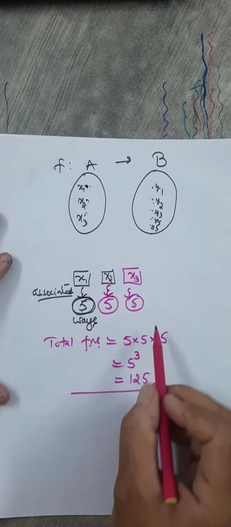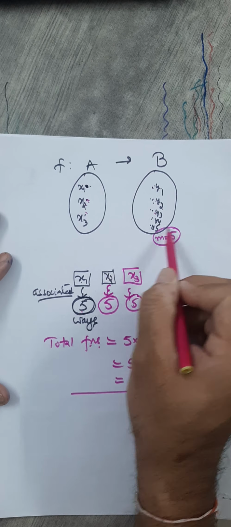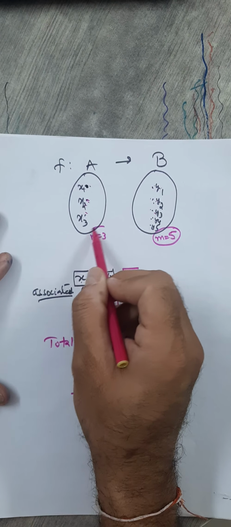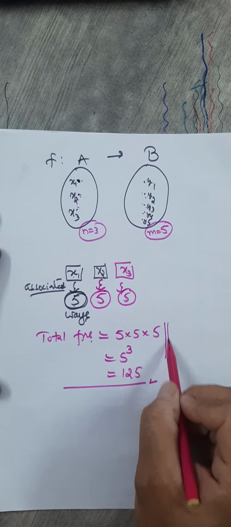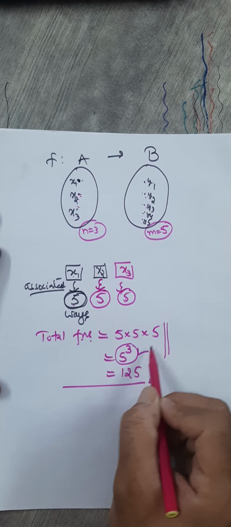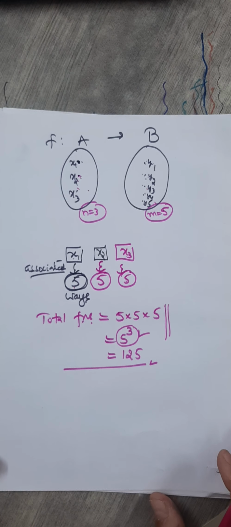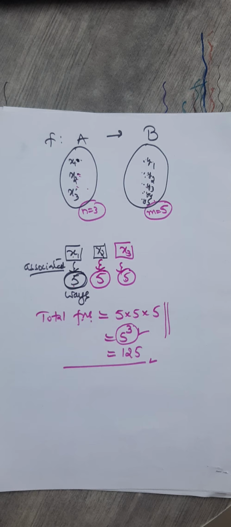Clear. So basically, here there were 5 members, m equals 5. Here, n equals how many members were there? 3. So indirectly, which formula have you used? 5 raised to 3. That's this formula. This number raised to this number, this many functions can be formed. Clear? Okay.